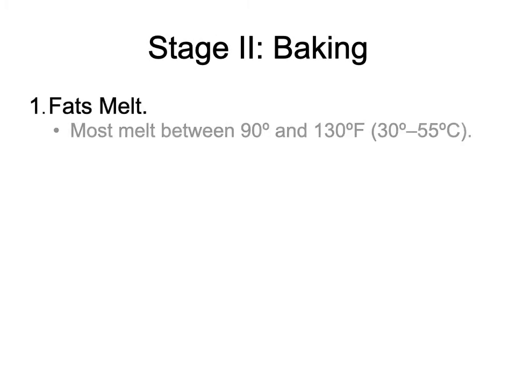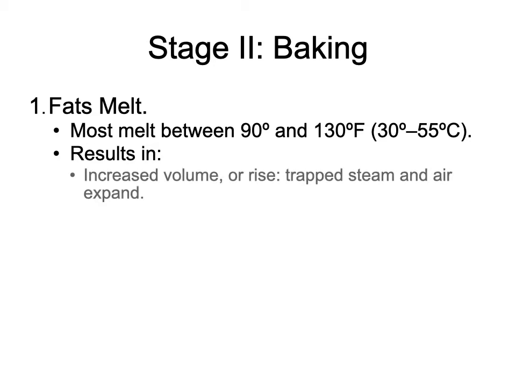So the first thing that really starts happening at a very low temperature is fats start to melt. Those fats are usually the hard fats like butter and lard and shortening. They're going to start melting between 90 and 130 degrees. What this does is it starts increasing the volume because the item starts to get softer when the fats that were hard are now turning into liquids. And the rise will start to happen to products because the air that is trapped inside is starting to expand.